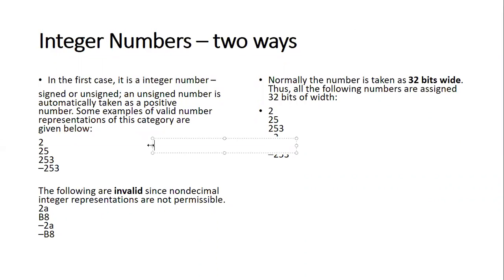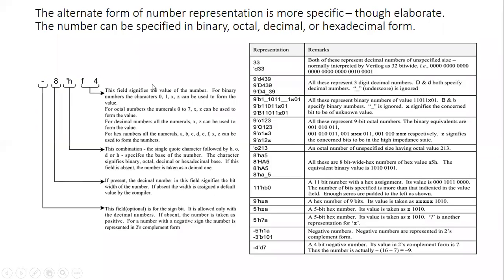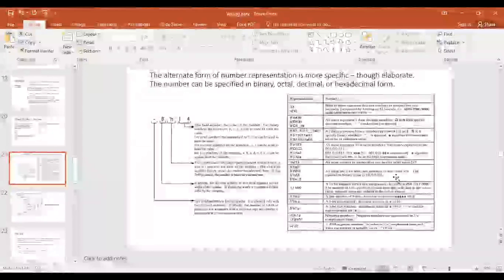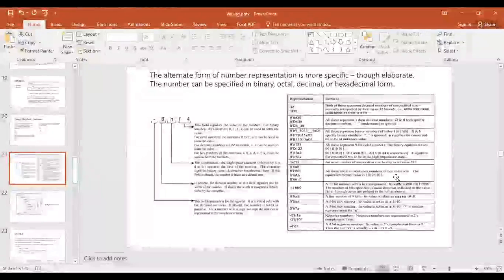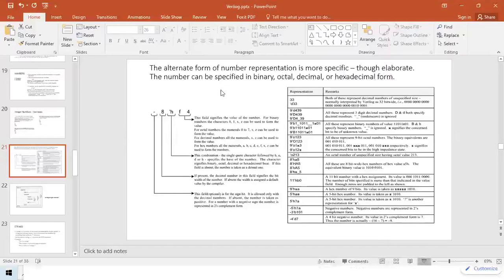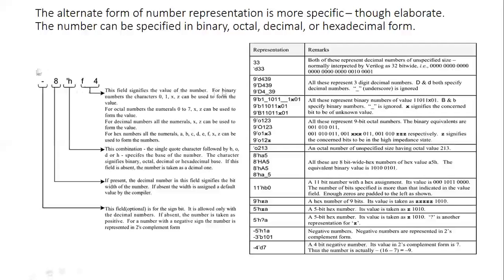What is the next type of number format? Now this is the alternate form which we are going to follow. Here we have examples, an elaborate notation for the number system. Binary numbers, octal numbers, decimal numbers and hexadecimal numbers can be represented in Verilog. This is the alternate form we are following.